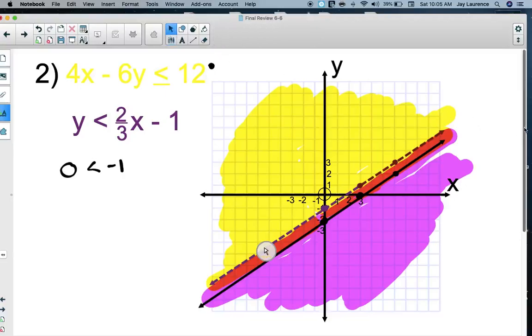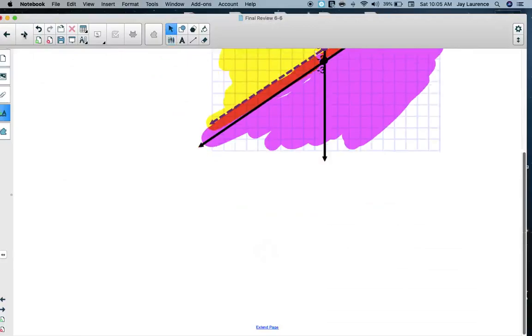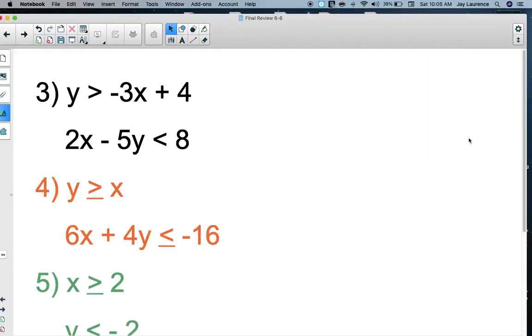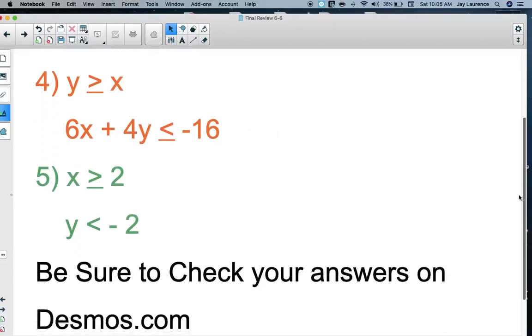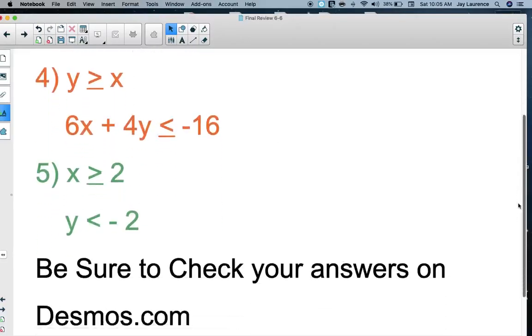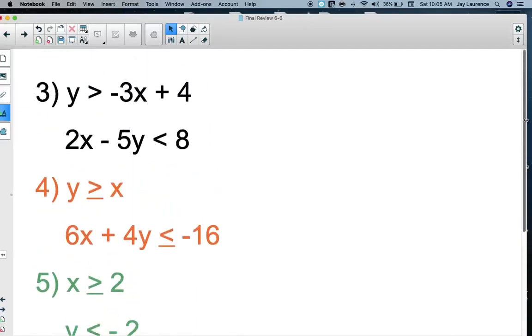All right, so let me see. I think I've got some practice problems for you here. Here they are. There's 3 systems. Okay, the black, the orange, and the kind of aquamarine or green or whatever color that is. Go ahead and do them, and don't forget to check your answers on Desmos.com. Desmos.com, I would bookmark that site.